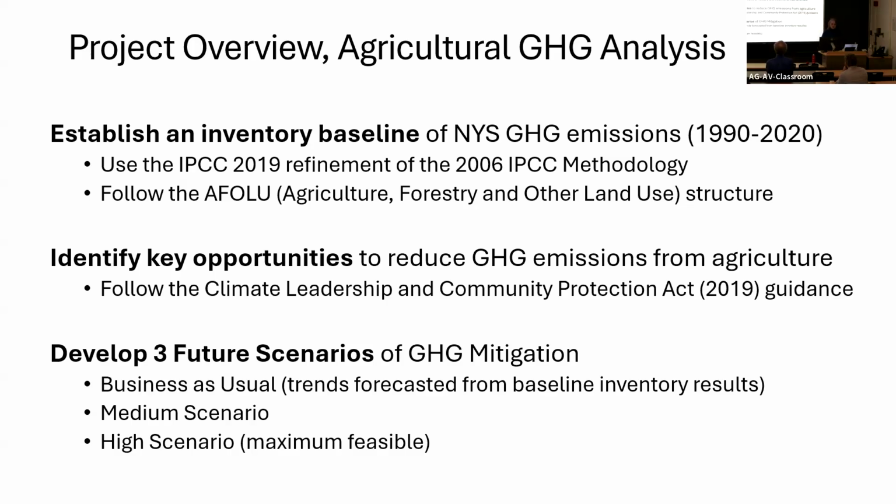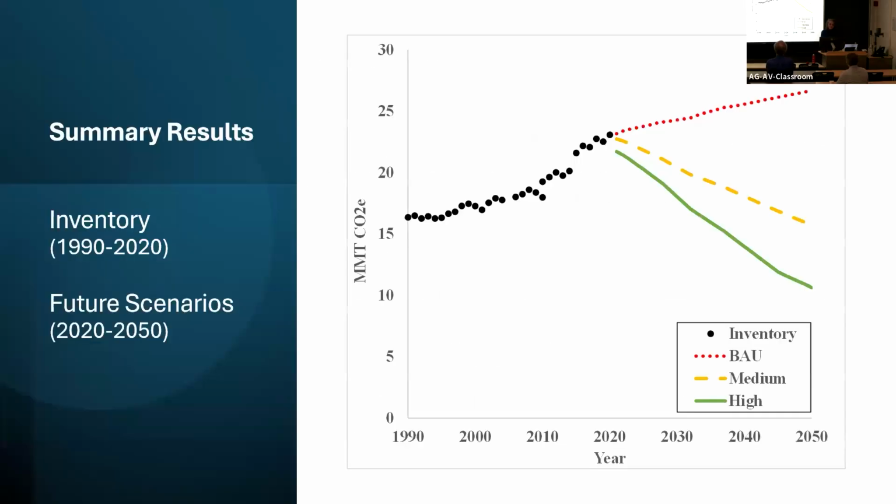And then we developed three future scenarios of greenhouse gas mitigation, a business as usual to forecast trends from the baseline to 2050, a medium scenario, and a high scenario, which is the maximum feasible that we thought was possible. I'm going to skip the medium scenario for time today.